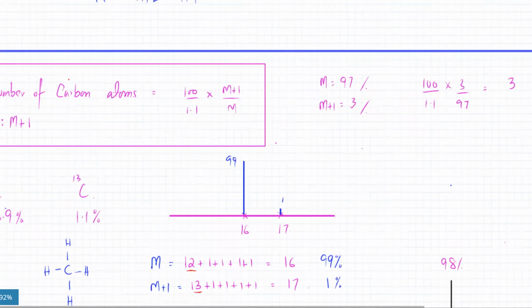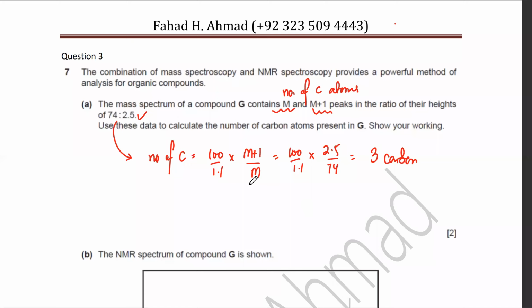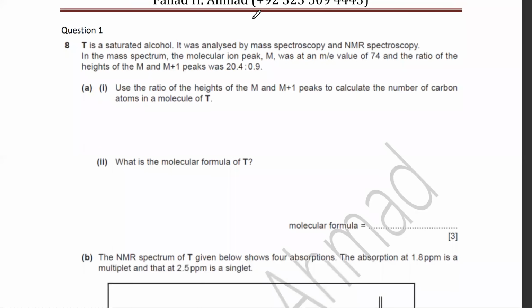So we'll just quickly do questions. You figured out the number of carbon atoms in this question, right? And that's the number one thing about mass spectroscopy: you'll be asked to figure out the number of carbon atoms. Here's another one. They're saying that there is 0.9 M+1 peak. So you're going to figure out the number of carbon atoms, and that would be 100 over 1.1 into 0.9 divided by 20.4. In this case, what do you get for this?